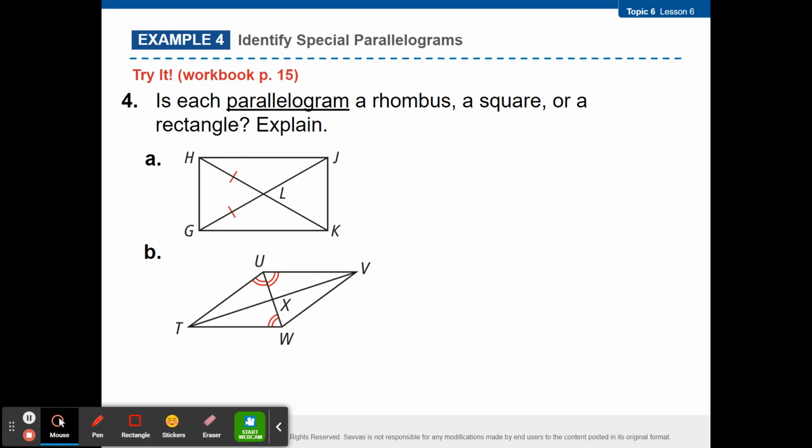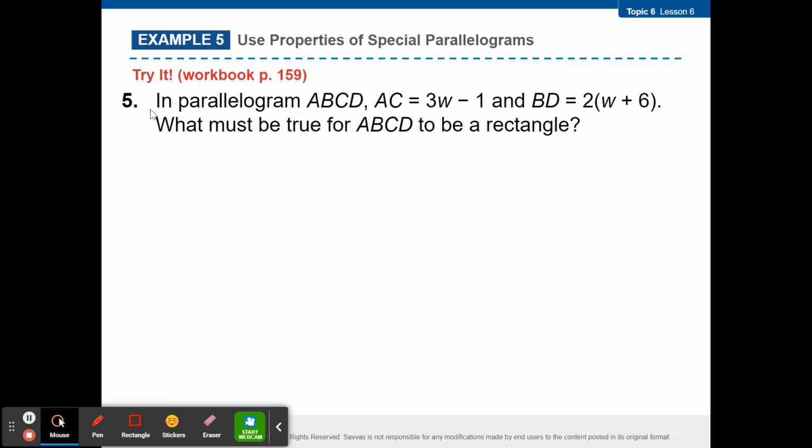Okay. All right, letter A. What do we got? A rhombus, a square, or a rectangle? Who could tell me? Letter A. Rectangle. How about B? Nice. Are we understanding this whole idea? No? Okay, moving on.